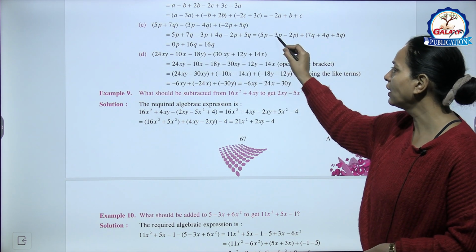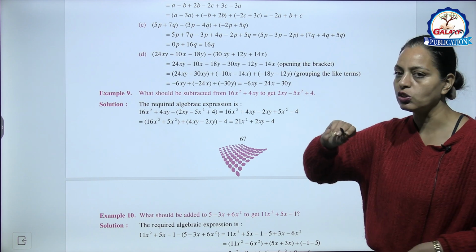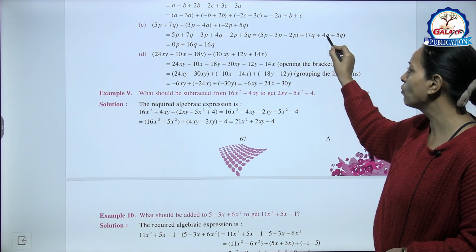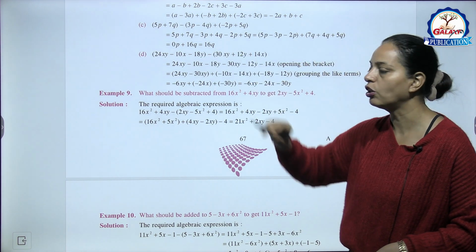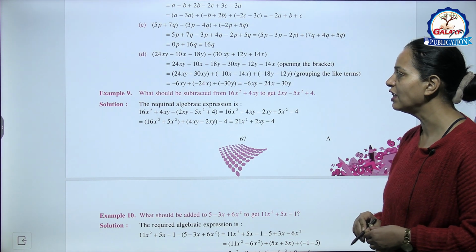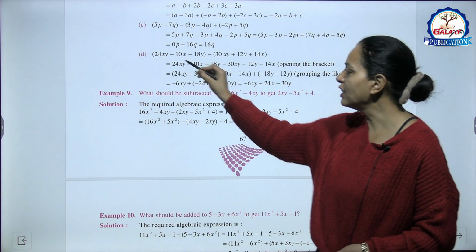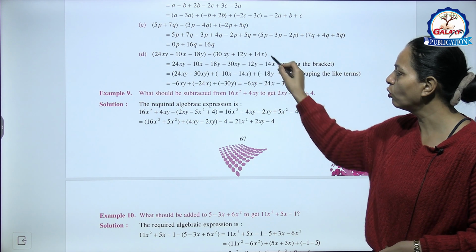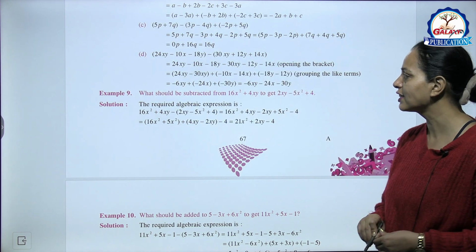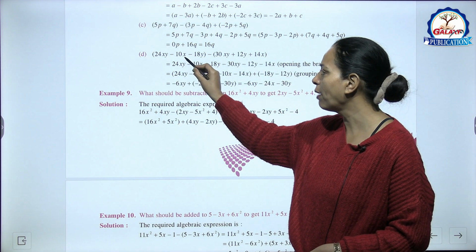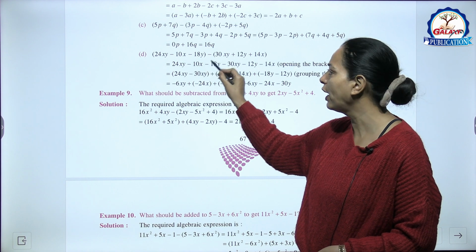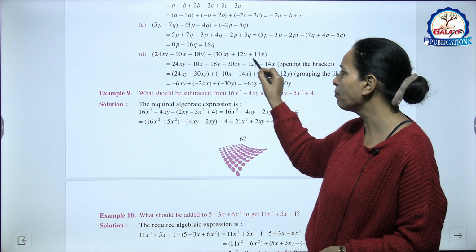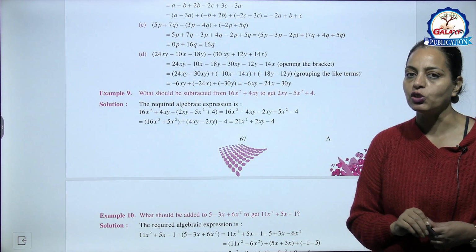Now 5 minus 3, 2 minus 2, 0, 0p, and then 7 plus 4, 11 plus 5, 16q. Answer is 16q. Now G part, this expression minus the second expression. A minus sign is before the bracket, so what to do? Change the sign. So 24xy minus 10x minus 18y minus 30xy minus 12y minus 14x.